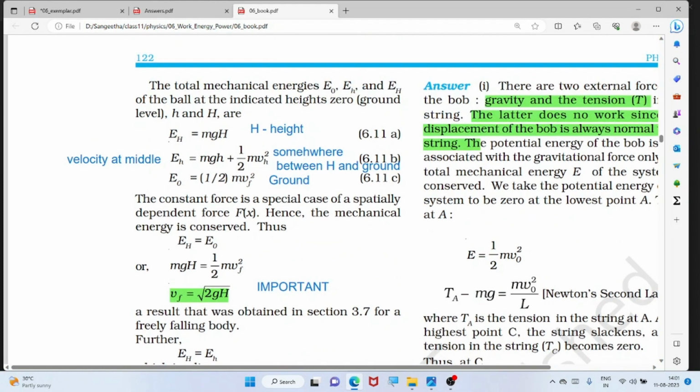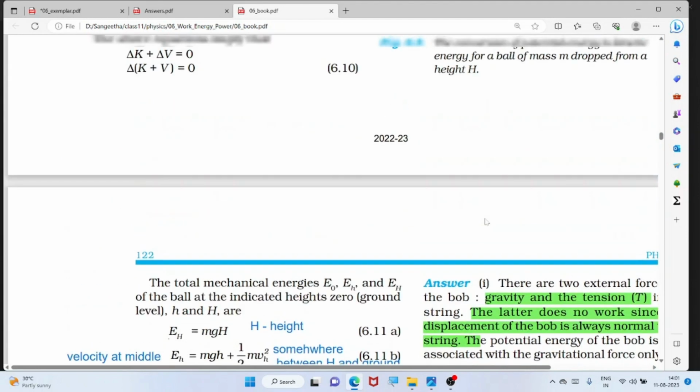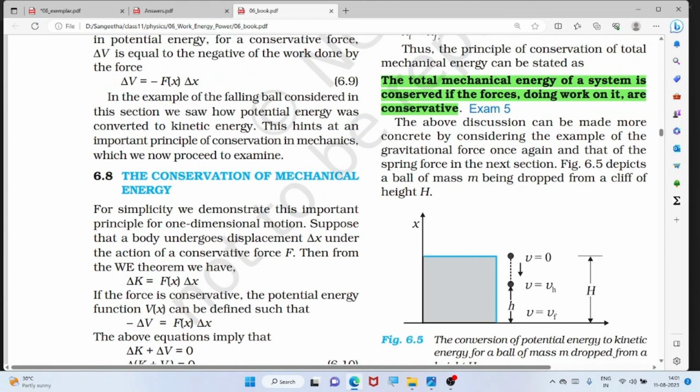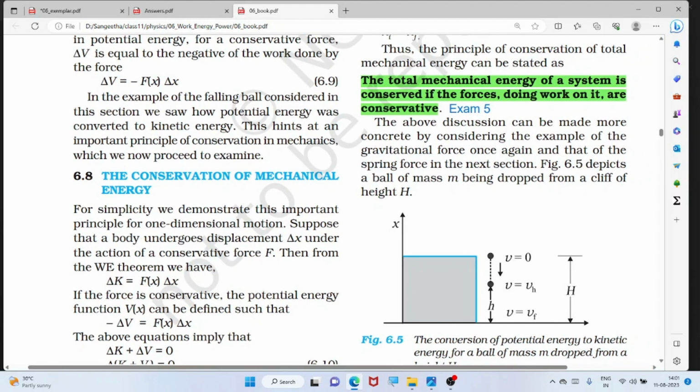You see at this side, this is the potential energy. At the middle, potential energy plus kinetic energy. At the lowest, only kinetic energy. But the total energy is constant at all the levels. So the total mechanical energy of the system is conserved if the forces doing work are conservative. Here gravity is doing the work, so it is conserved.